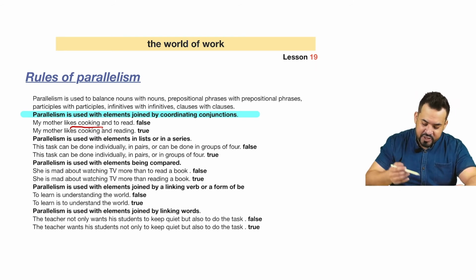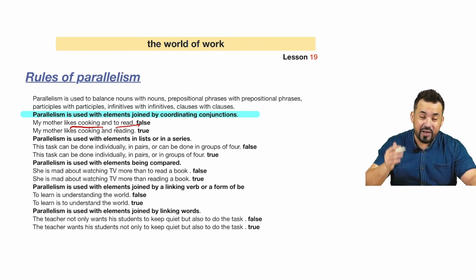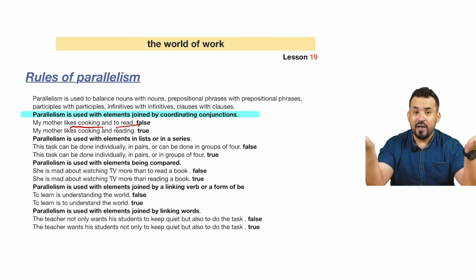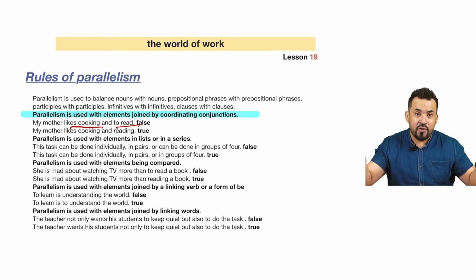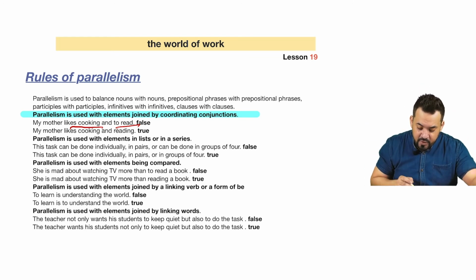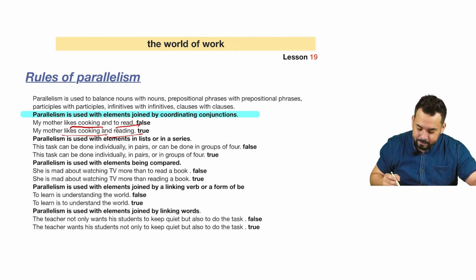My mother likes cooking and to read. This is wrong because we don't use one gerund and one verb. We either use one verb and one verb, and then the sentence is correct because it's balanced, or we use one gerund and one gerund, and the sentence is again correct. Let's take a look. So if you want to correct the sentence, we say my mother likes cooking and reading. We use two gerunds. Or my mother likes to cook and she likes to read.